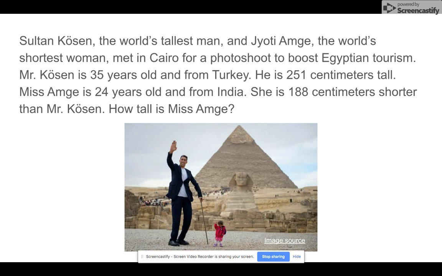Next slide. And this is the very last slide, actually. Sultan Kosen, the world's tallest man, and Jyoti Amge, the world's shortest woman, met in Cairo for a photo shoot to boost Egyptian tourism. Mr. Kosen is 35 years old and from Turkey. He is 251 centimeters tall. Miss Amge is 24 years old and from India. She is 188 centimeters shorter than Mr. Kosen. How tall is Miss Amge?